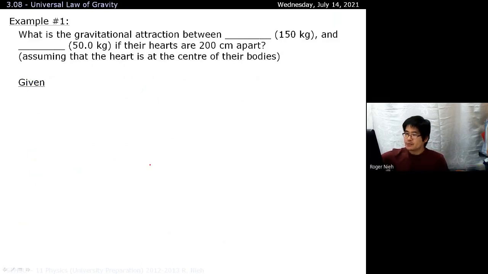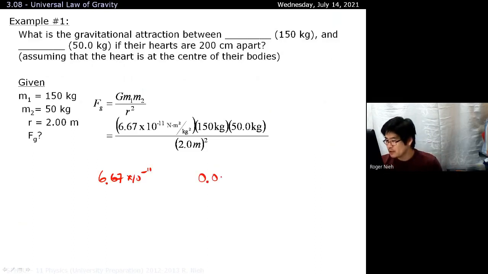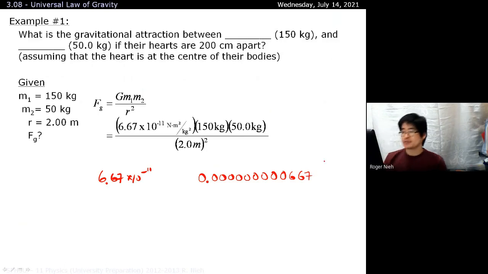Okay, so the next part is, how in the world did they figure out that value of G? How do they know that it's 6.67 times 10 to the negative 11, which is the same as 0.1, 2, 3, 4, 5, 6, 7, 8, 9, 10, 11. That's how small that number is. It's a very, very tiny number. So how did they figure that out?